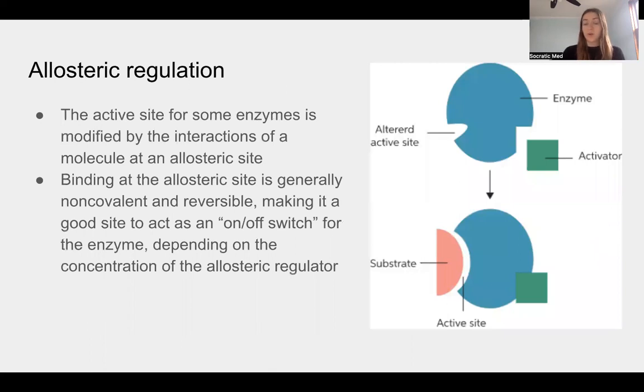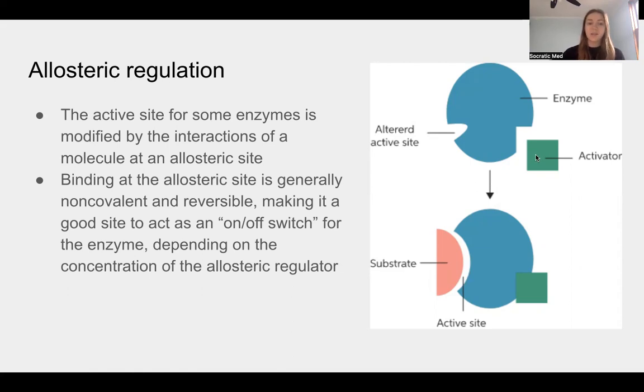So this was what our question was about, this allosteric regulation. As you can see, you have an activator here. This would be the allosteric site where this green square is, because it's a site on the enzyme that is not the active site. When this binds at the allosteric site, it will cause a conformational change in the active site. And as you can see, that makes it a better fit for the substrate. So that's how that enzyme will be activated.